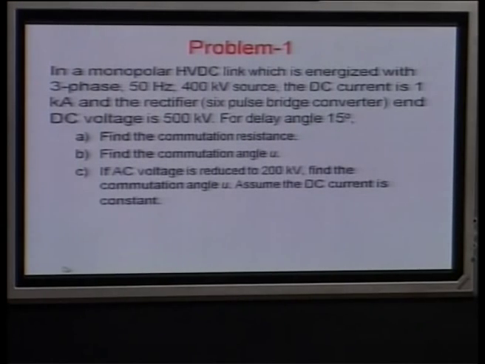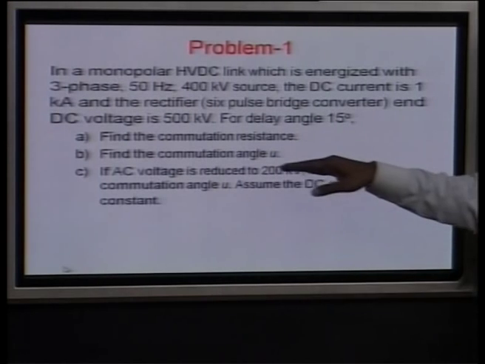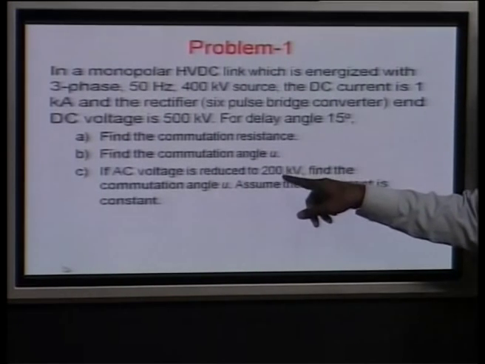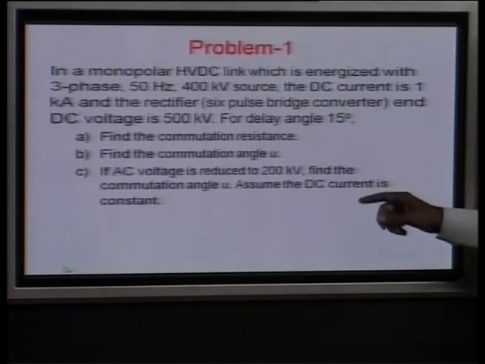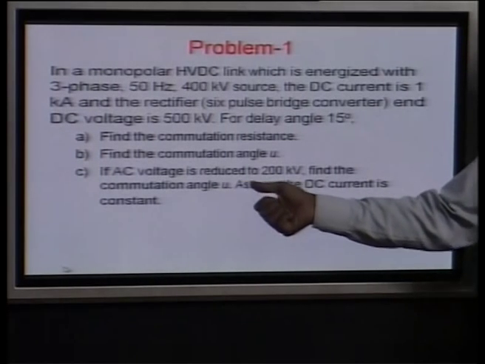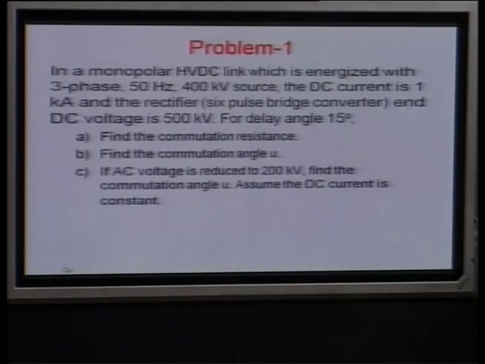Find the commutation resistance, find the commutation angle U, and if the AC voltage is reduced to 200 kilovolt, what will be the commutation angle U, assuming the current is the same, because the current can be maintained by the other end, the inverter. This is a simple problem.